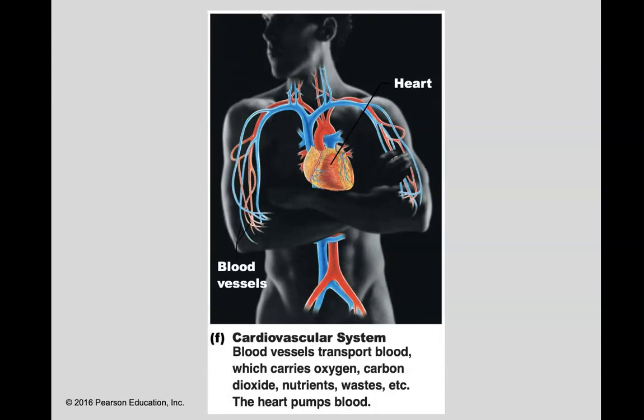The cardiovascular system is our big transport system, right? So it's where you're going to have your blood vessels that are going to transport blood, which is going to carry things like nutrients and oxygen to all of your cells in the body. It's going to carry away waste products like carbon dioxide and nitrogenous wastes. So again, the cardiovascular system is really our major transport highway for the body, if you can think of it that way.